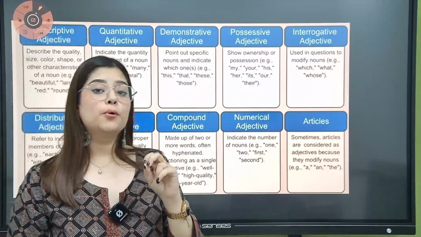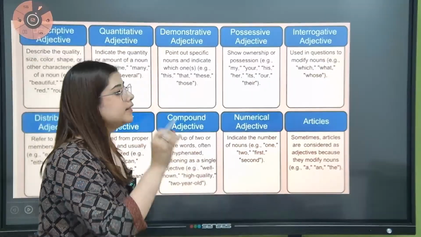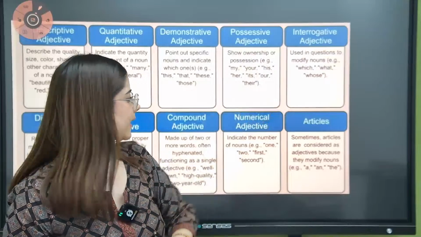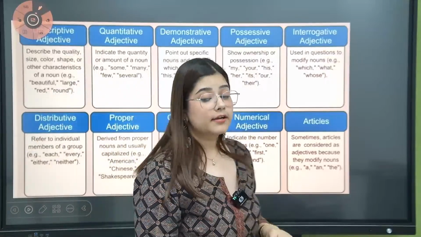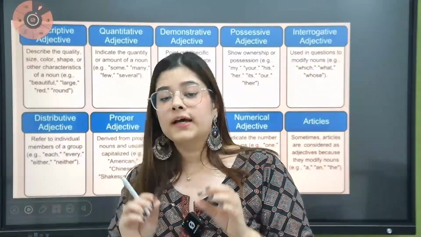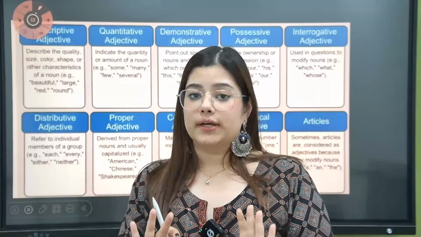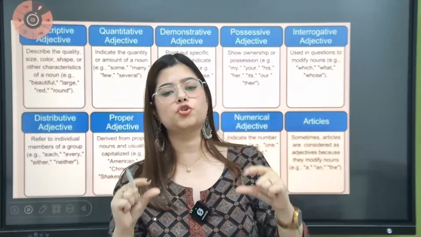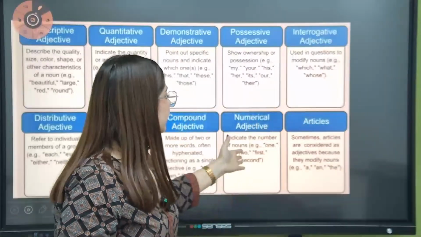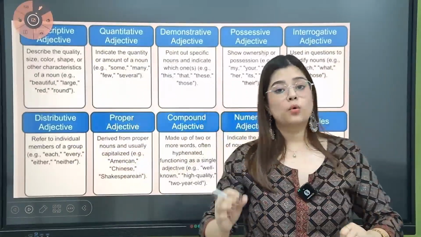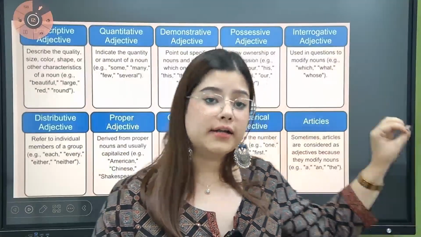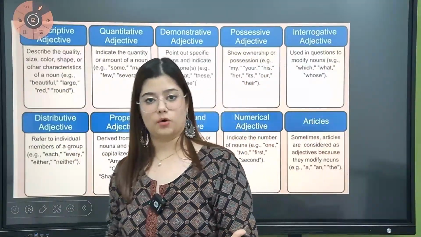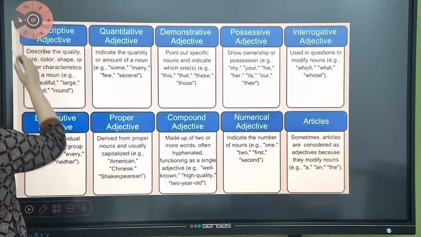Next, we have numerical adjectives. They indicate the number of the noun. 1, 2, first, 50, etc. And then we have articles. Articles are actually a type of adjective. A, an, and the, they are also the smallest group of adjectives. What are they indicating? They are indicating whether a noun is general or specific. Articles are also telling us about the noun, whether it is a general noun or a specific noun, right?